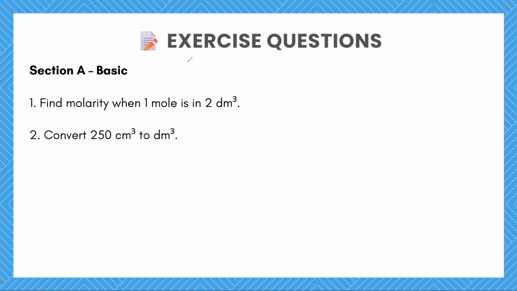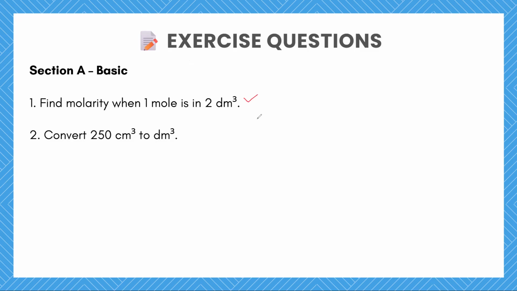Where we talked about dilution and molar concentration. So we have the first section, which is the basic part. Before we move on to the intermediate and advanced parts, let's handle the babies in the room. So we have the first question that says, find molarity when 1 mole is in 2 dm cube.